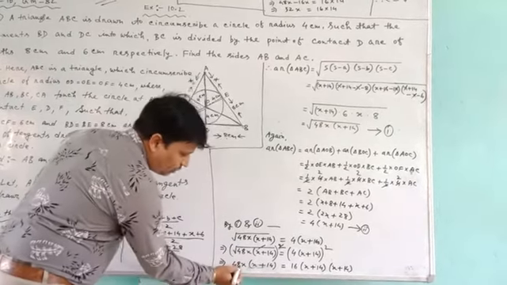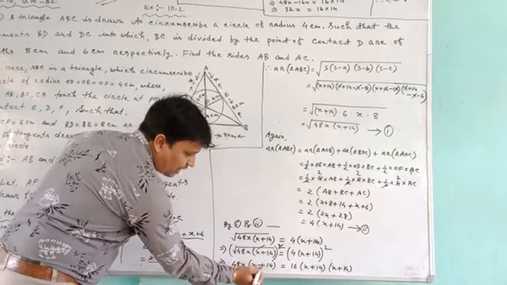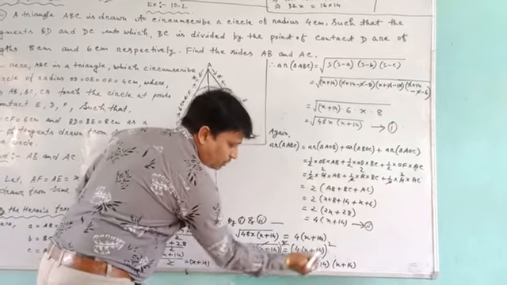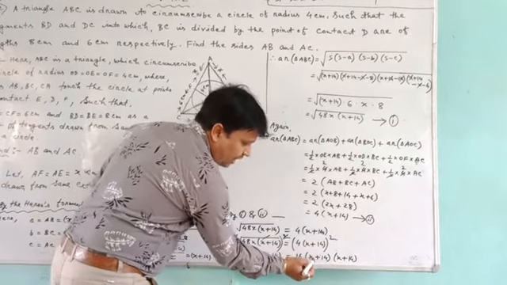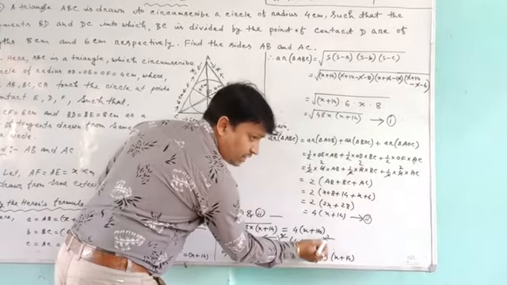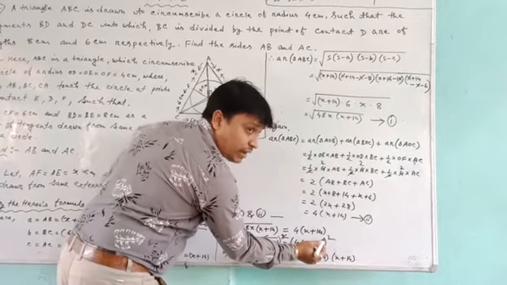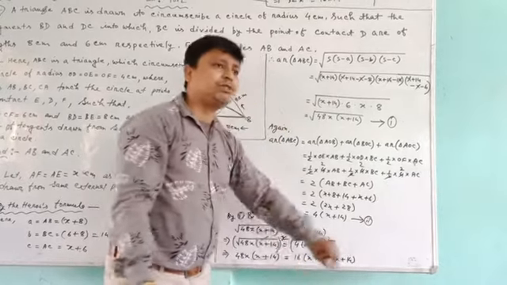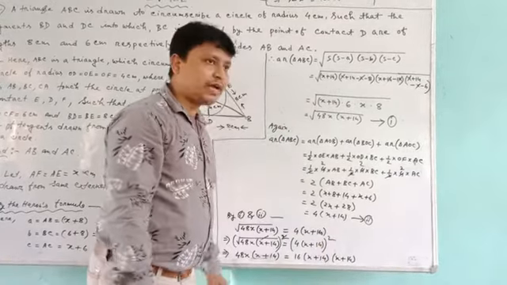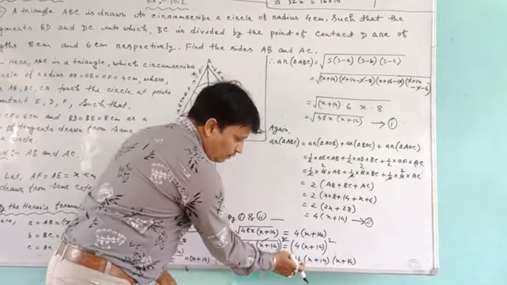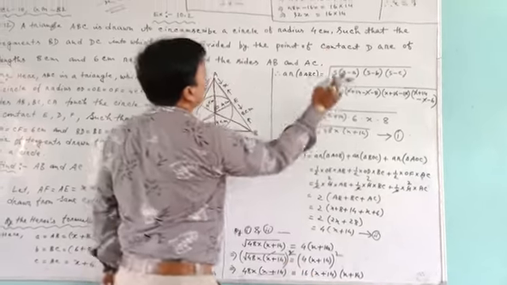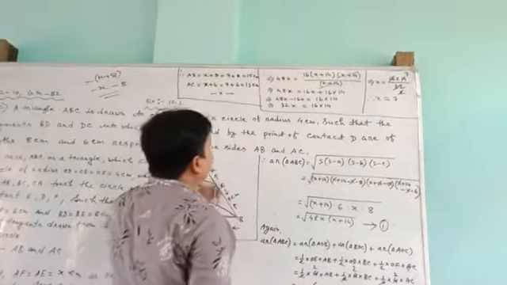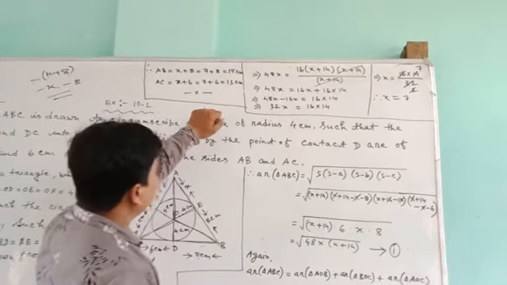After that you get 48x into x plus 14 equal to 4 squared, that is 16, into x plus 14 whole square. Because there is a square given, you write x plus 14 into x plus 14, two times. After finishing this much, then you go to here.